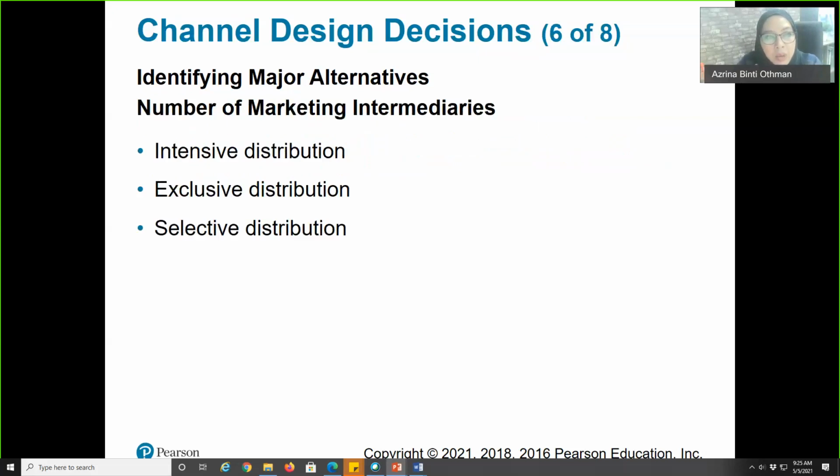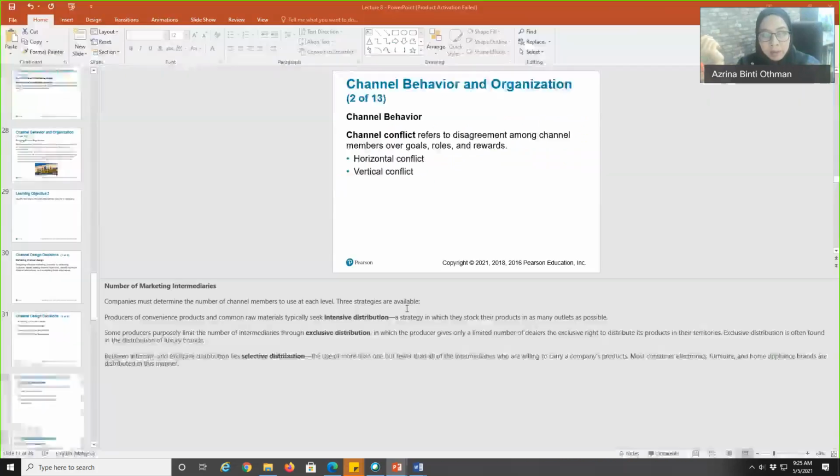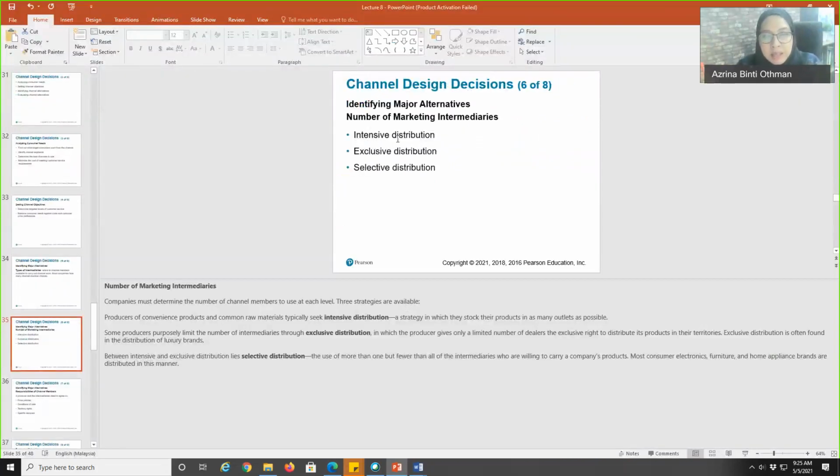Alright, how to identify the number of marketing intermediaries? Basically we identify the number of marketing intermediaries yang kita nampak tadi, satu channel, dua channels, ataupun satu level intermediaries, dua level intermediaries, berapa banyak number of intermediaries yang kita perlukan. So tengok, kita ada tiga types: intensive distribution, exclusive distribution, selective distribution. Apa itu intensive distribution? Intensive distribution is a strategy in which you stock your product in as many outlets as possible. So semua tempat ada produk kita available for the consumer. Ni adalah intensive distribution.